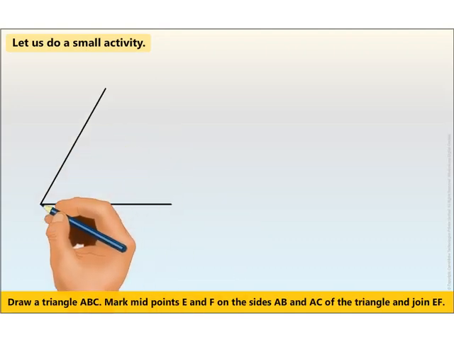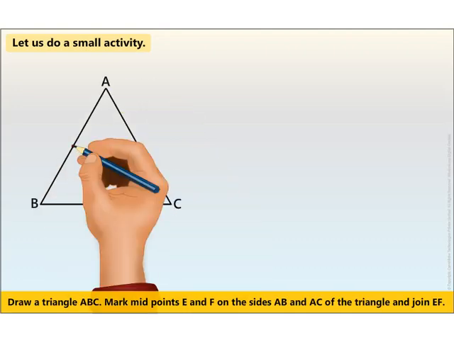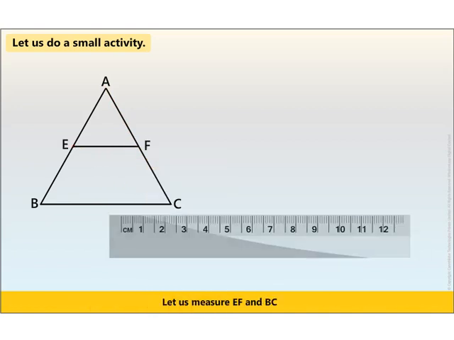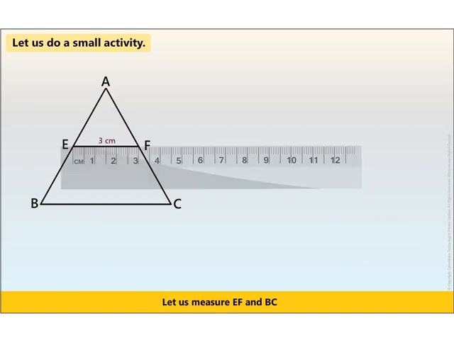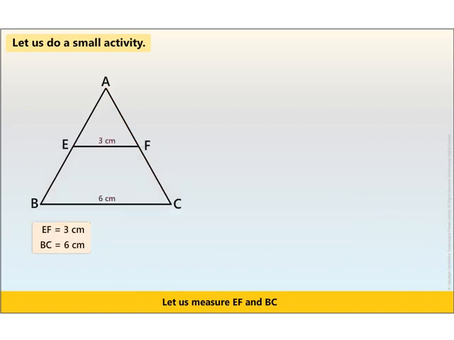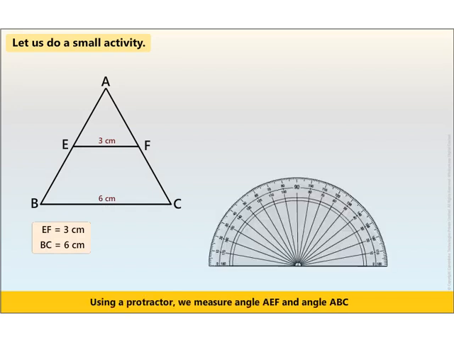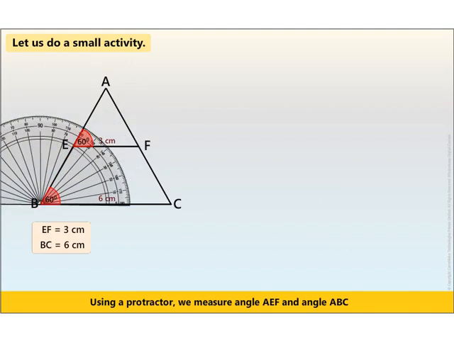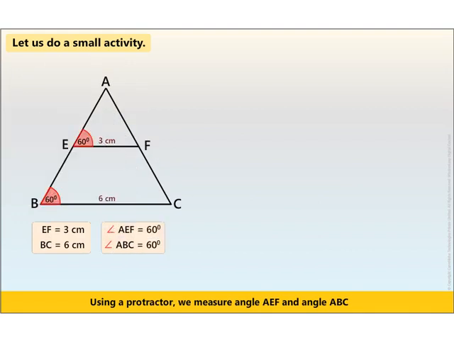Let us do a small activity. Draw a triangle ABC. Mark midpoints E and F on the sides AB and AC of the triangle and join EF. Now, let us measure EF and BC. EF is equal to 3 centimeters. BC is equal to 6 centimeters. Now, using a protractor, we measure angle AEF and angle ABC. Angle AEF is equal to 60 degrees. Angle ABC is equal to 60 degrees.